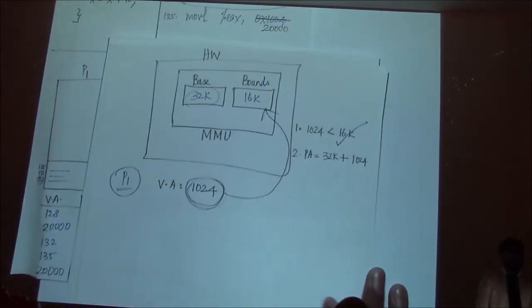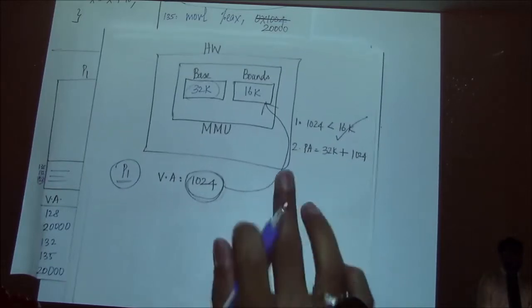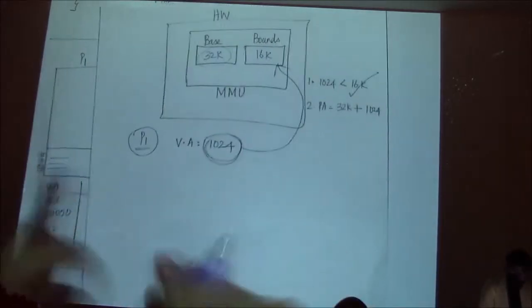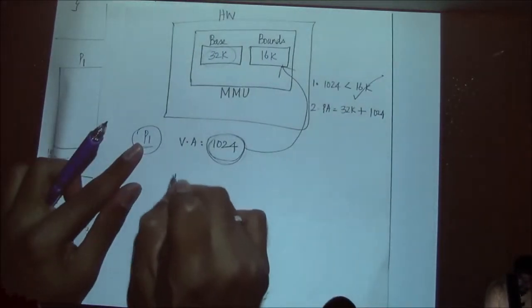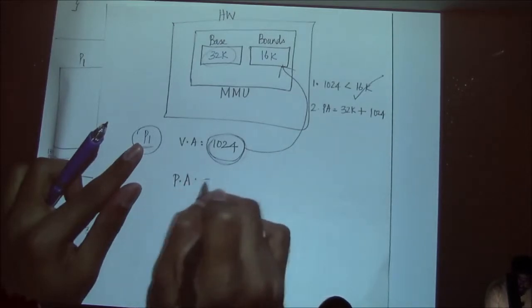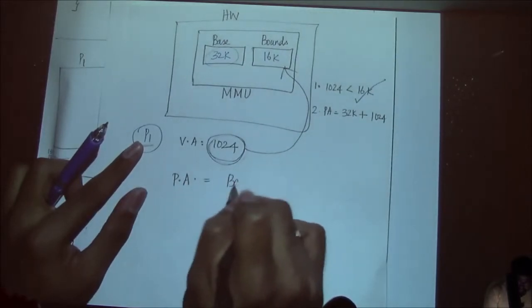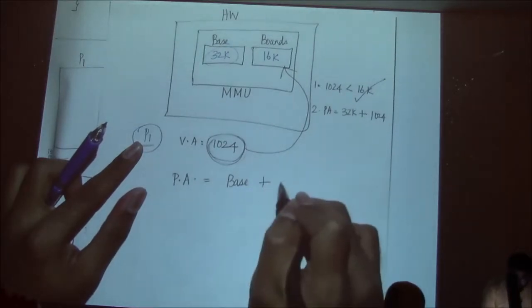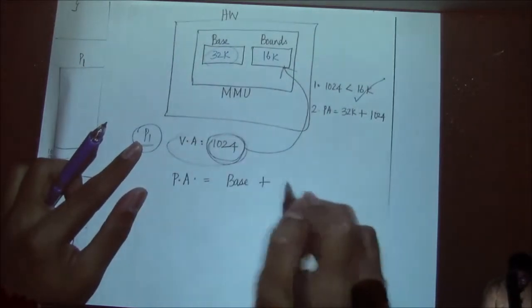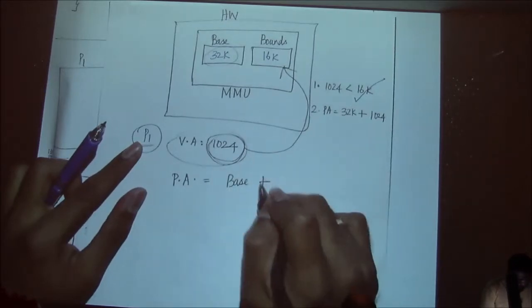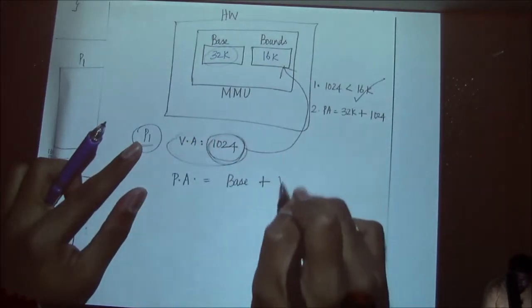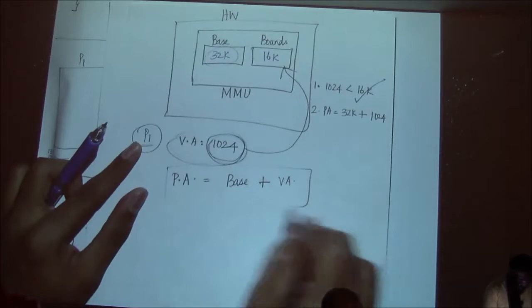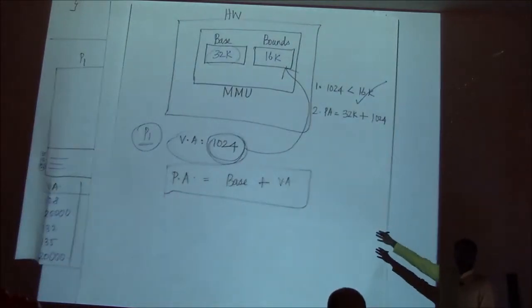Okay? So does this make sense? Here it's very simple. If you want to get a physical address, all you are doing is getting the base register for that particular process and adding it to the address that you're trying to access, the virtual address. Then you get the actual physical address.